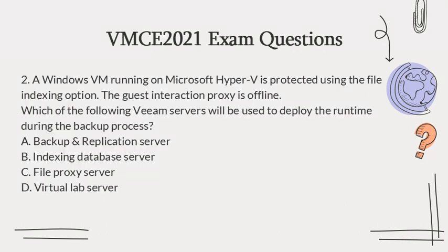2. A Windows VM running on Microsoft Hyper-V is protected using the file indexing option. The guest interaction proxy is offline. Which of the following servers will be used to deploy the runtime during the backup process? A. Backup and replication server. B. Indexing database server. C. File proxy server. D. Virtual lab server.